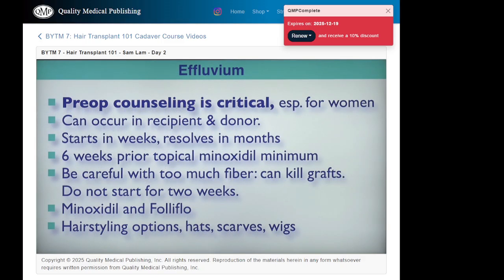In terms of effluvium, I already told you this for the women in particular. Pre-op counseling is so important. I like about 6 weeks of minoxidil on there. If they're not taking long-term minoxidil, I mentioned don't have them take it, otherwise it's going to grow some hairs that you can't read what's there long-term.